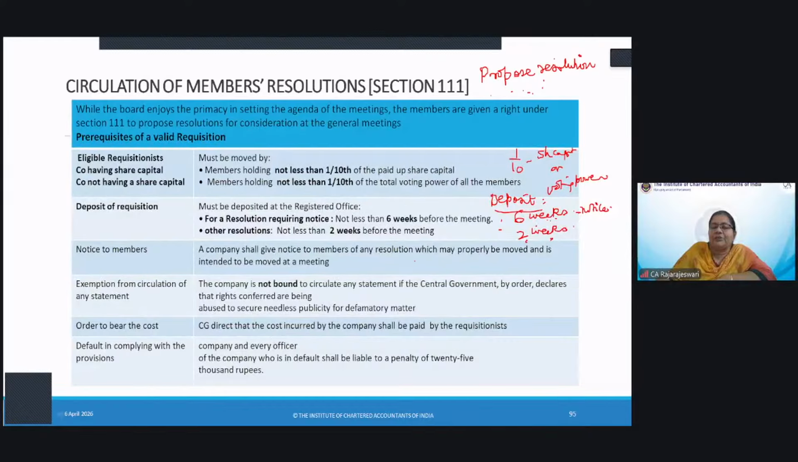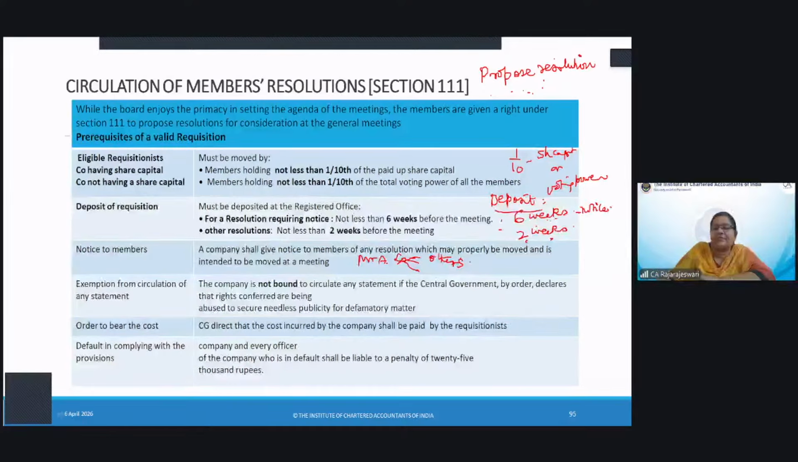So the company should have to give the notice. See, if Mr. A has proposed a resolution, then the company should give the notice to other members also, no? So the company should give notice to others also that this person has proposed a resolution and they are intending that to be moved at a meeting. So their intention to move that resolution also in the ensuing annual general meeting.